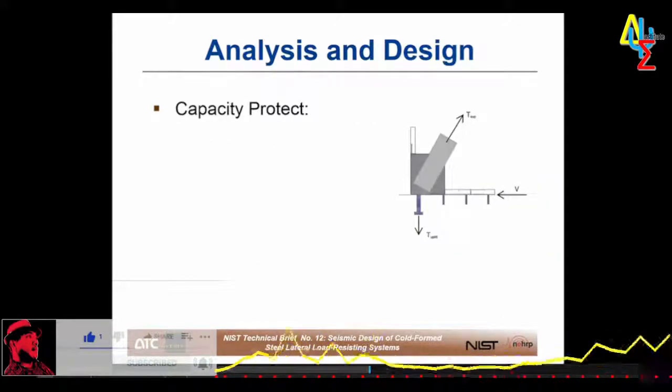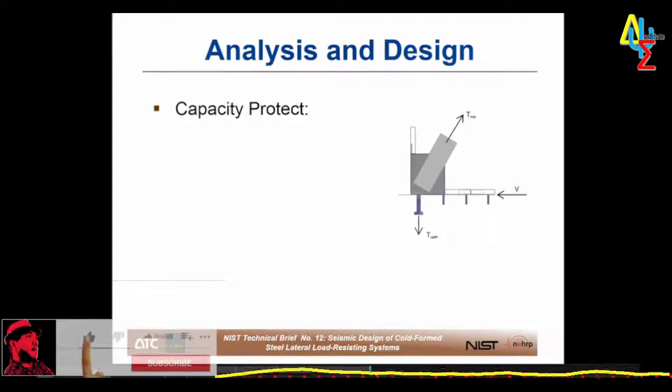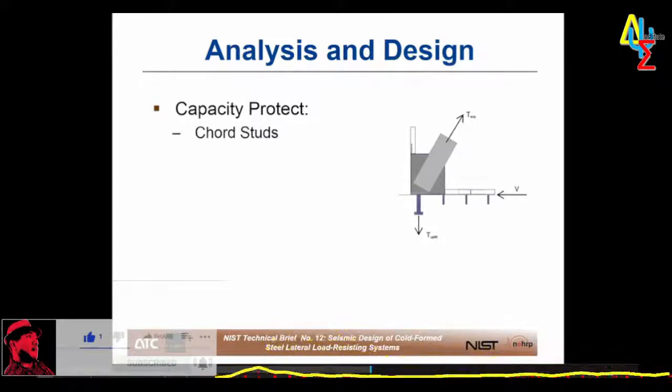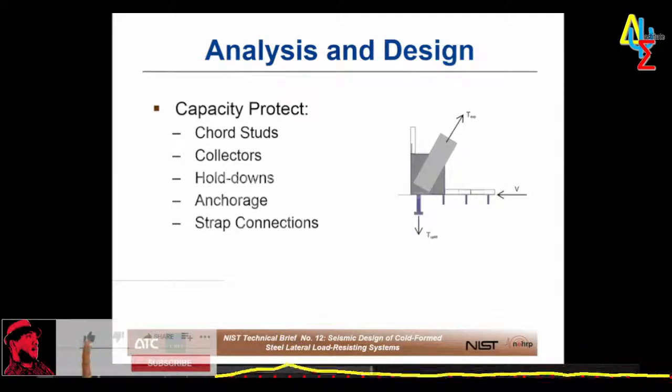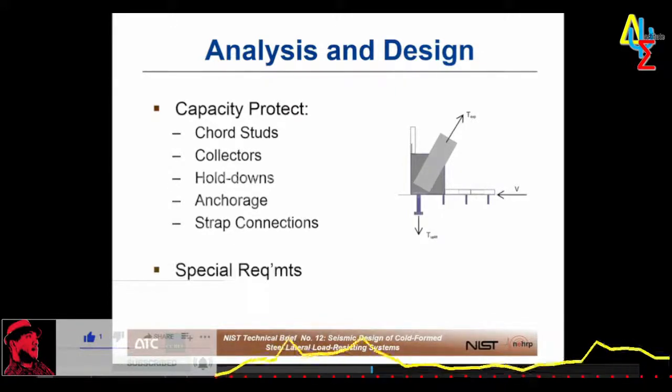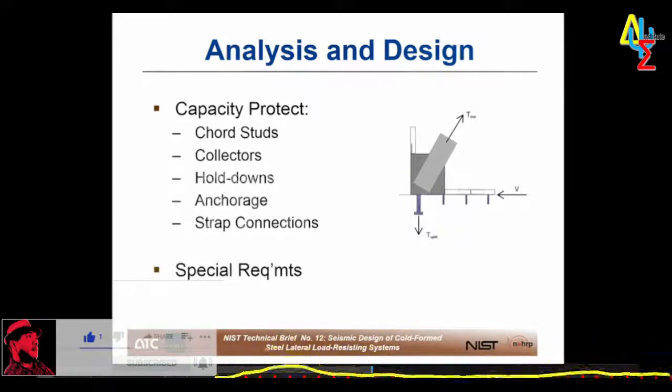So elements requiring capacity protection for a strap-based wall are really pretty much the same as those for the shear wall, including cords, collectors and their splices, hold downs, anchorage, but then also we have strap connections, right? So the strap connections are also capacity protection. And S400 also includes a series of special requirements for anchorage of strap brace walls. For example, uplift cannot be resisted by bending of a track web. In other words, you've got to use a hold down. You can't just put an anchor next to your cord stud and call it good.